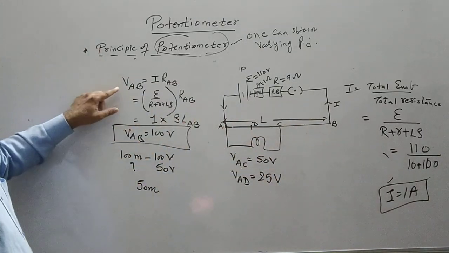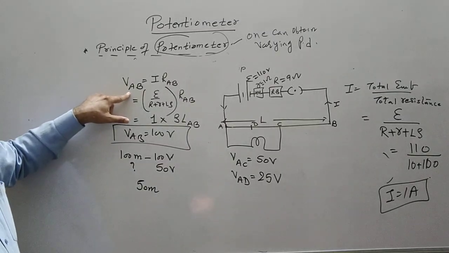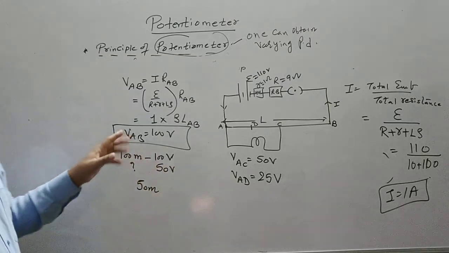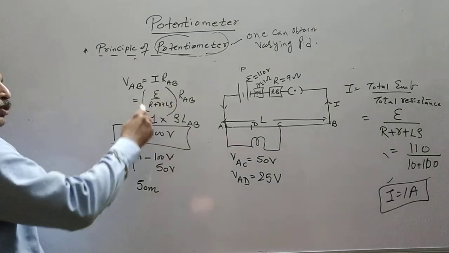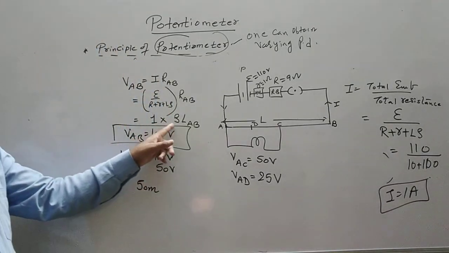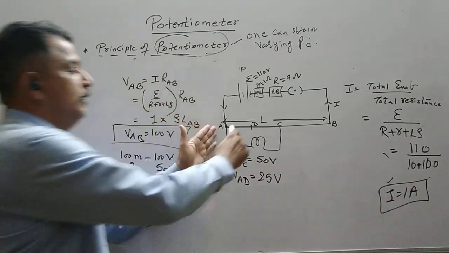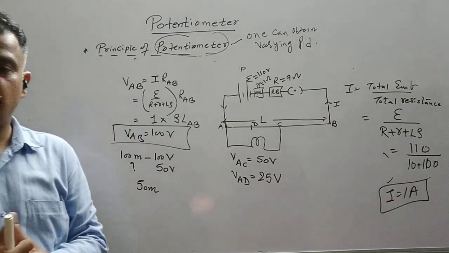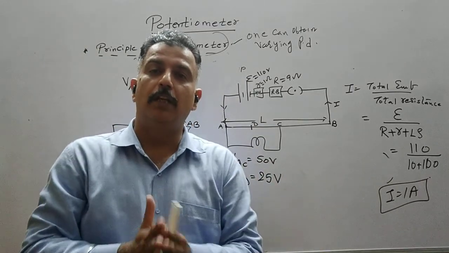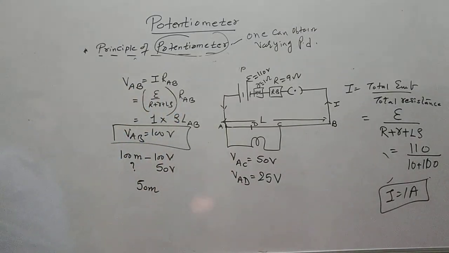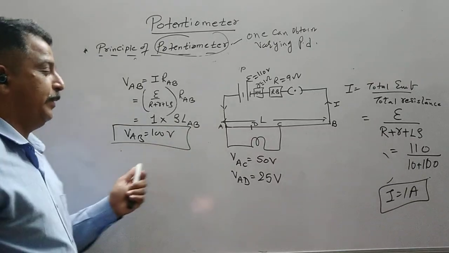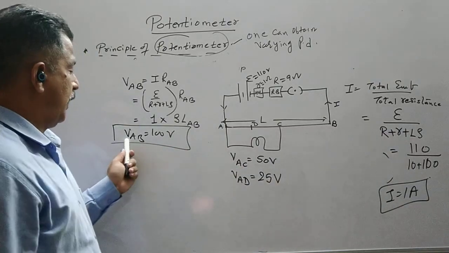So the potential difference across any 2 points on the potentiometer wire is directly proportional to the length, because this value is also constant, that is current is constant and the rho is constant. So more is the length, more is the potential difference. So this term including this rho will be referred to as potential gradient.